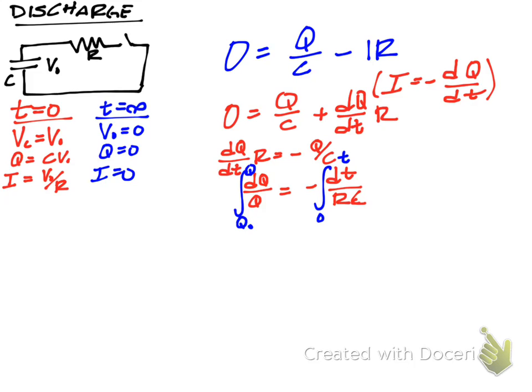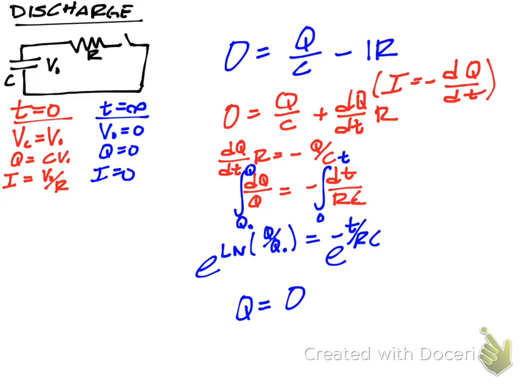It's an integral we've taken before, so the natural log of Q over Q0 is equal to negative t over RC. Exponentiate both sides, even if that's not the right word, we're going to use it because I think it's cool. And then Q as a function of time is Q0 times e to the negative t over RC. And you can take the derivative of that again to get the current as a function of time.